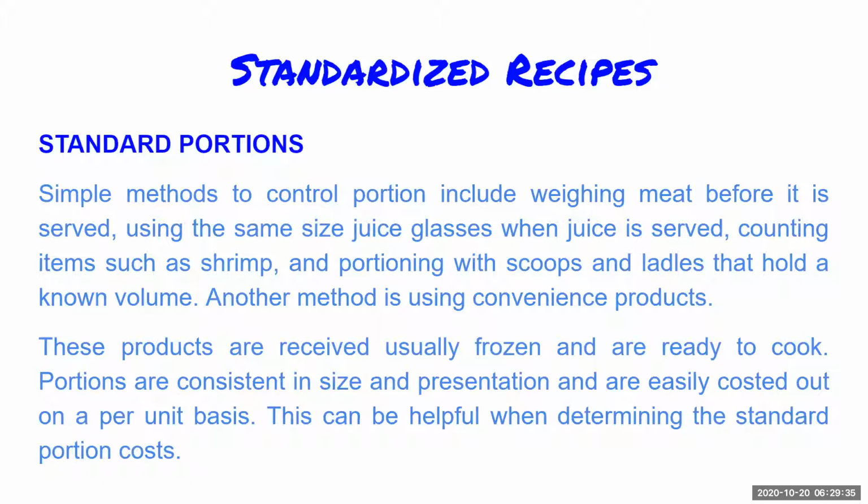Standard portions. Simple methods to control portion include weighing meat before it is served, using the same size juice glasses when the juice is served, counting items such as shrimp, and portioning with scoops and ladles that hold a known volume. Another method is using convenience products. These products are received usually frozen, and are ready to cook. Portions are consistent in size and presentation and are easily costed out on a per unit basis. This can be helpful when determining the standard portion cost. Thank you. I appreciate it.